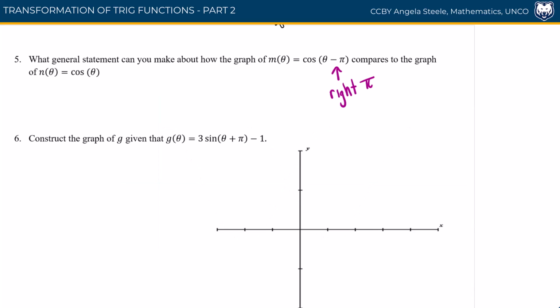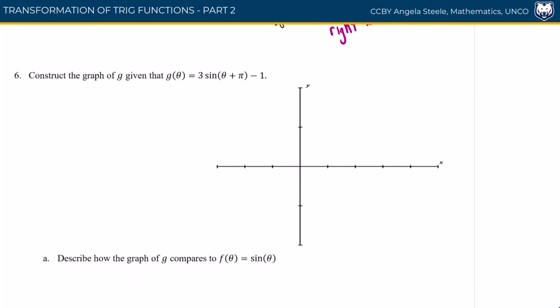All right, number 6, so let's combine a couple things. So we've got 3 sine of theta plus pi, close parentheses, minus 1. So this 3 is our amplitude. This negative 1 is our midline. And then this plus pi means that it's going to move to the left pi units.